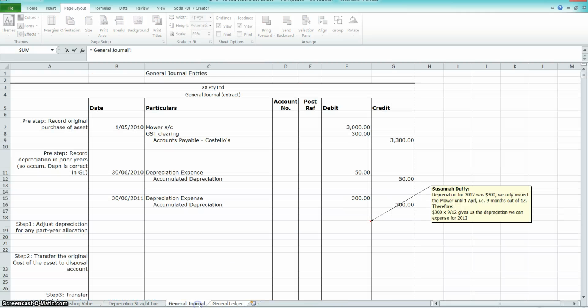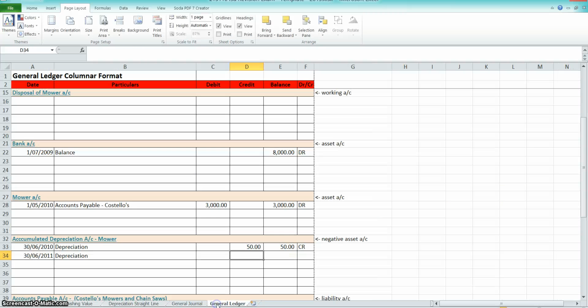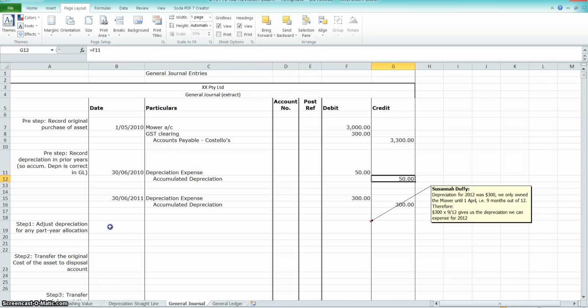So we'll just select. Just put it in there because for some reason I'm going to select. So we add those two together because they're two credits equals a plus. So we've now got 350 in our accumulated depreciation account. And we're on to step 1.